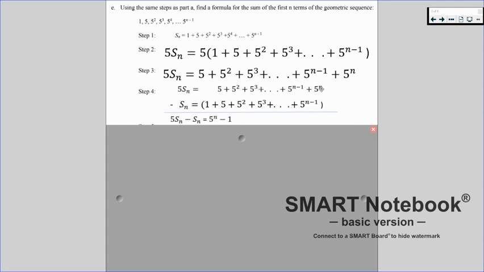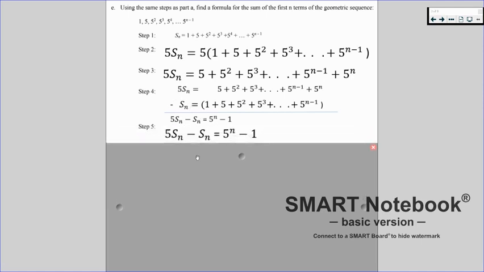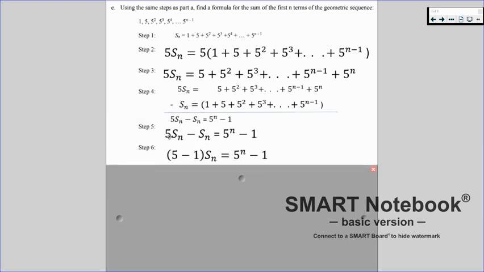I tried to kind of move them over so we can see we're going to get a bunch of zeros here as we subtract. So I'm going to be left with 5 to the n minus 1 on the right hand side. And on the left hand side, I've got 5 s sub n minus s sub n. We're going to factor just like we did on the previous one. So I've got 5 and a 1, so 5 minus 1 times s sub n. Right side stays the same.